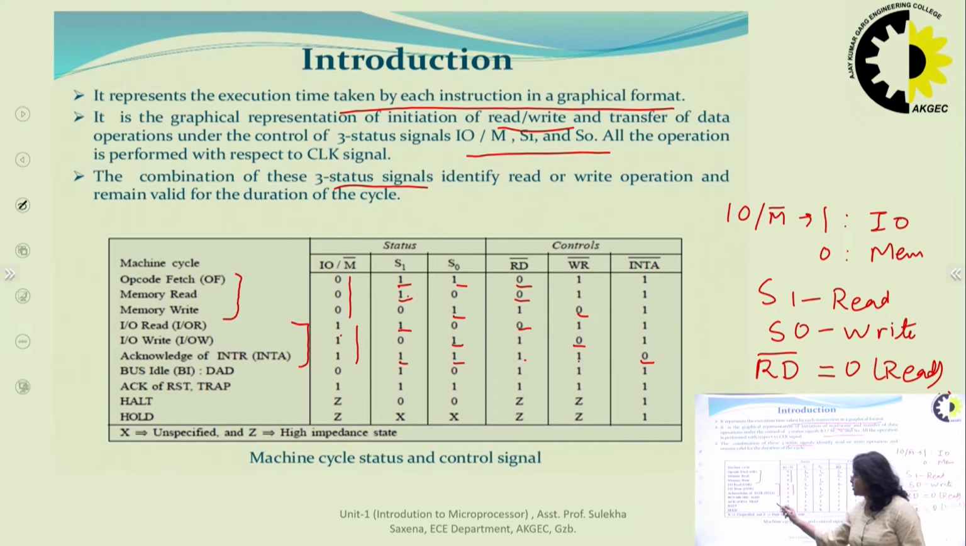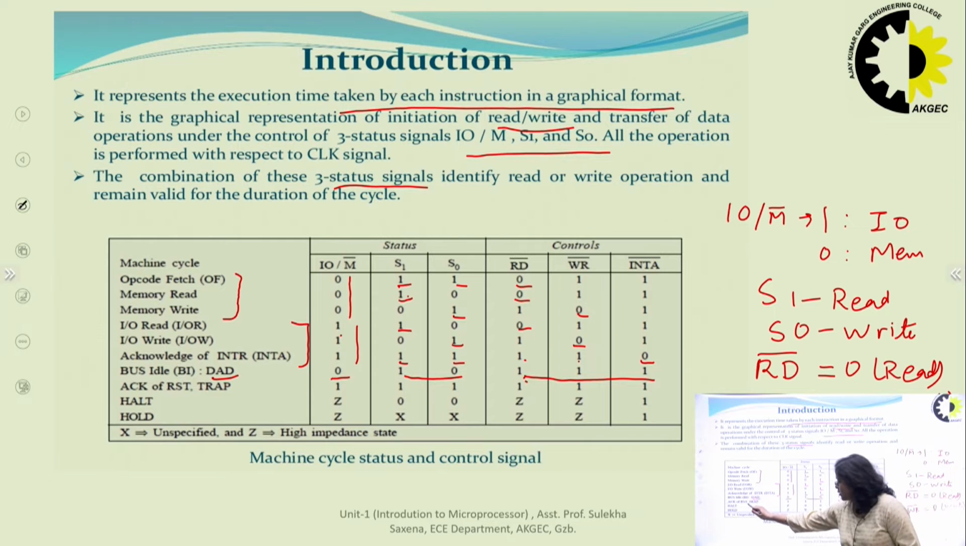Now in case of bus idle machine cycle, meaning when there is no operation performed, that is a special instruction DAD, which is 16-bit addition, the bus idle cycle is used. So the buses will remain in the same state and this cycle will be done with memory. So IO/M bar will be 0. Since no operation will be done, it is 1 0, and all the 3 control signals are 1 1 1, that is, all 3 are inactive. So no operation is performed by the microprocessor.